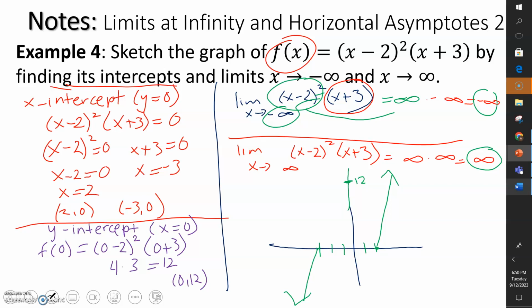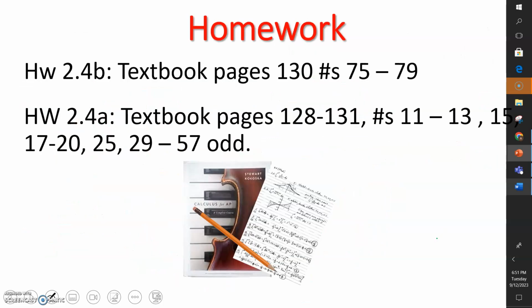negative 3. And then we know that at 2 we have an x-intercept, but this x-intercept occurs twice, and we call that in math a double root. A double root creates a bounce. So we know it's going to bounce at 2 and come back up. And that's all.